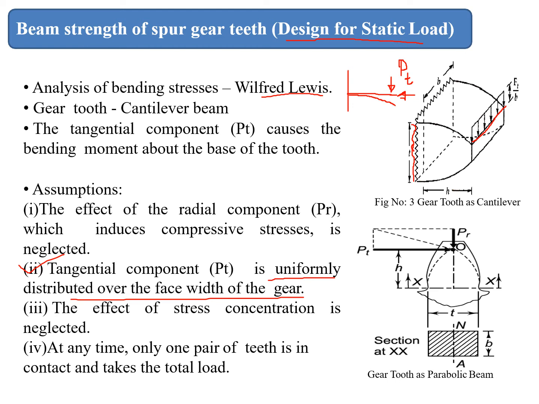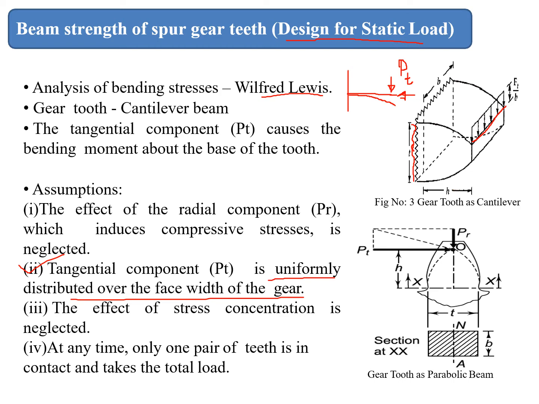Then the effect of stress concentration is neglected, and we assume that only one pair of teeth is in contact at a time and takes the total load. Whenever the gears are in meshing condition, we assume one tooth of the pinion meshes with one tooth of the gear, but practically one gear pair is fully in contact and the preceding gear pair is in partial contact.